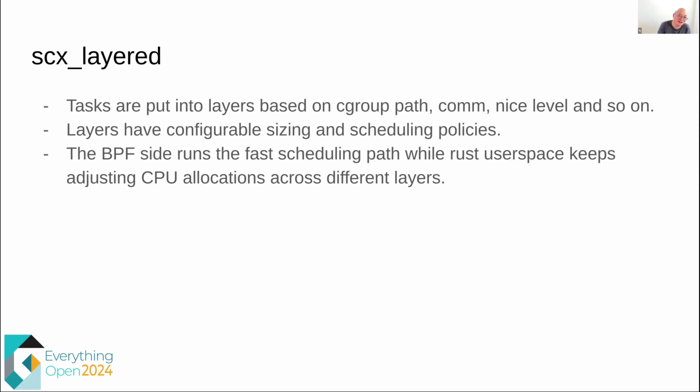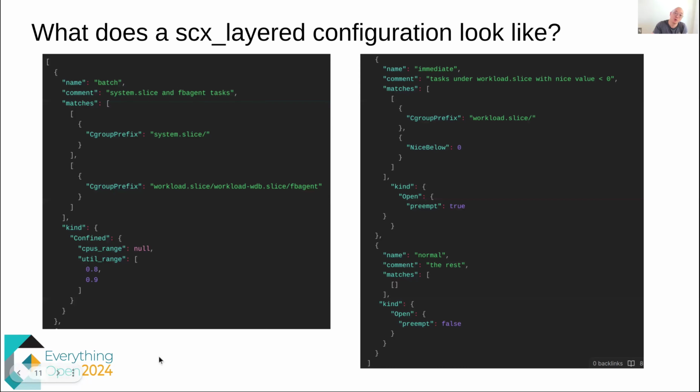So the idea behind SCX layered is to give people an easy way to try certain simple things, but in a really flexible manner. You basically just write a JSON file describing, these threads belong to this layer or this group, other threads go to this layer, and for this layer, use this policy, for that layer, use that policy. That way, you can really quickly iterate on different configurations, and find out what works and what doesn't. Two of the deployments are using this. So this is what the configuration looks like. It's just a JSON file.